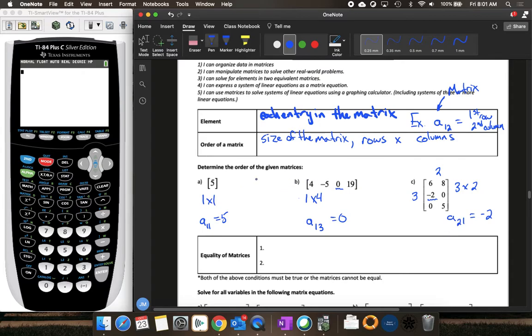Now, these matrices didn't have names. That's why I used A for each of them. Later on, when we start to name our matrices, we'll have to be a little bit more careful about whether we use A or B. But again, since they didn't have names, I just left them all as A.